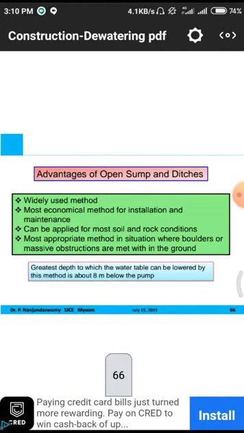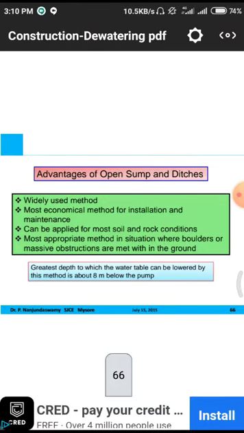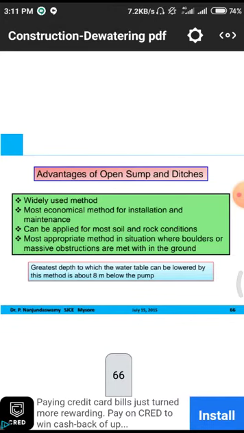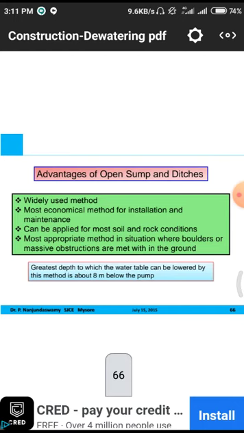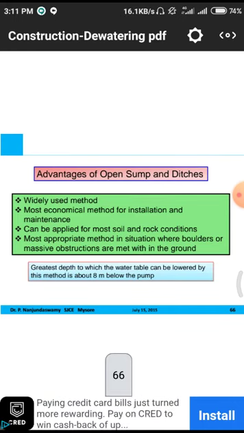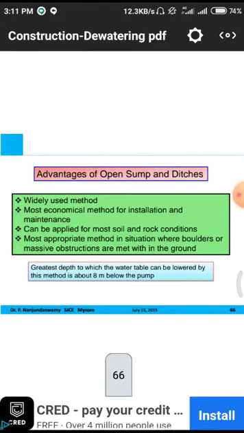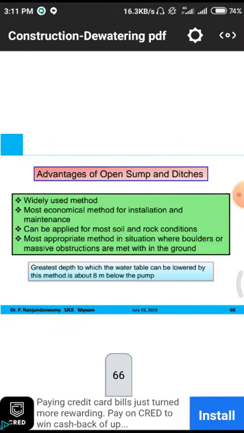Next, it is the most economical method for installation and maintenance. In the maintenance purpose we require equipment and persons. Both a smaller number of persons and less equipment are required, so it is an economical method. So it is preferred in many different constructions.